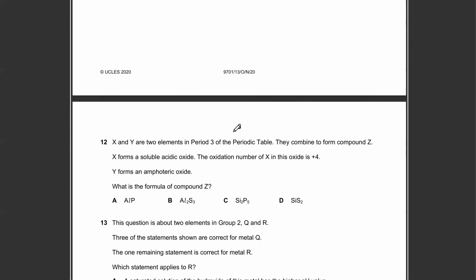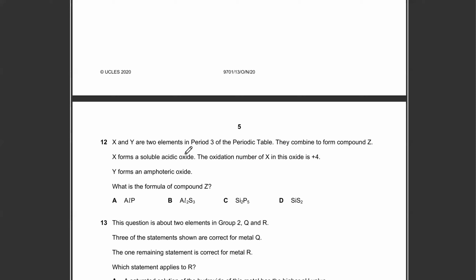X and Y are two elements in period 3 of the periodic table that combine to form compound Z. X forms a soluble acidic oxide. Can you list soluble acidic oxides in period 3? Oxides.